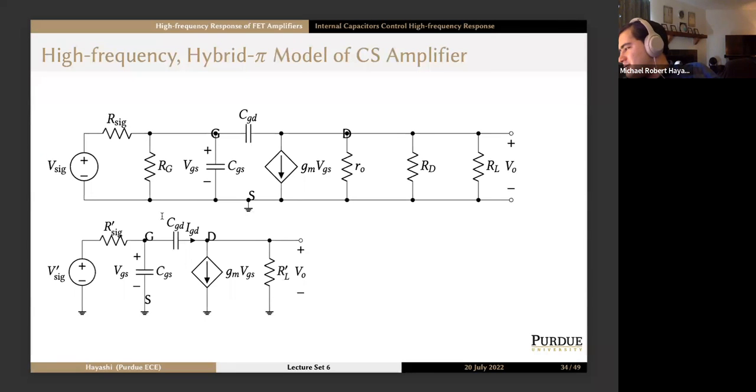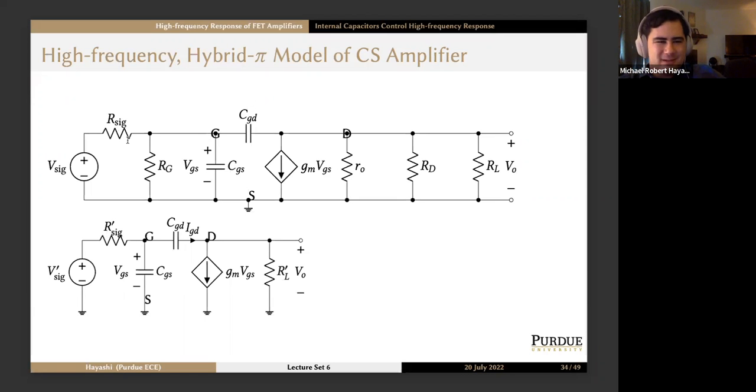Again, we know we're dealing with high frequencies now, so we need the high frequency model of our hybrid pi model. The body is shorted to the source, so we don't need the complete model. Capacitors are going to have admittance, s times CGD. We'll deal with admittances when we need to.